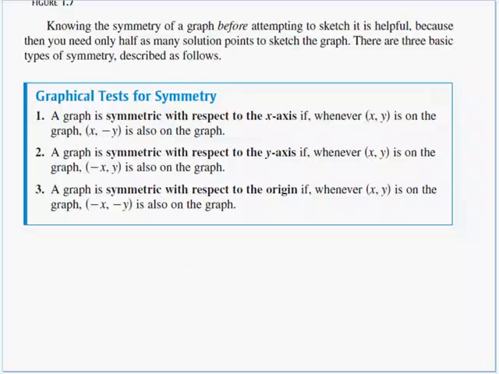And summarized here in the box are our graphical tests for symmetry. Number 1, a graph is symmetric with respect to the x-axis if, whenever x comma y is on the graph, so is x comma negative y.